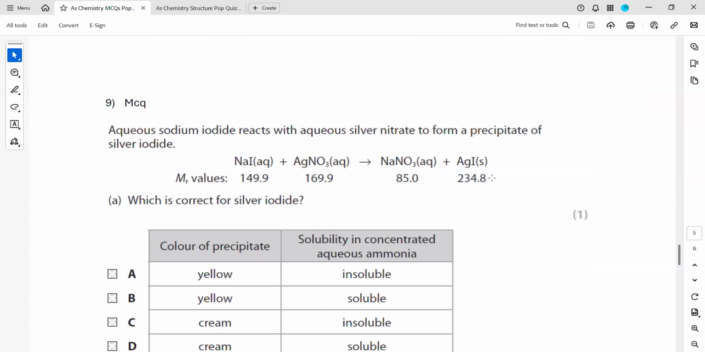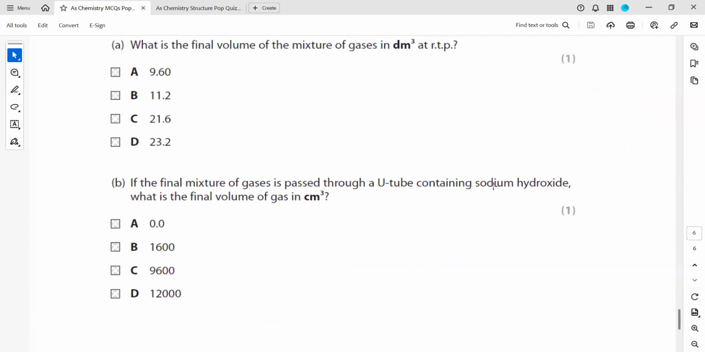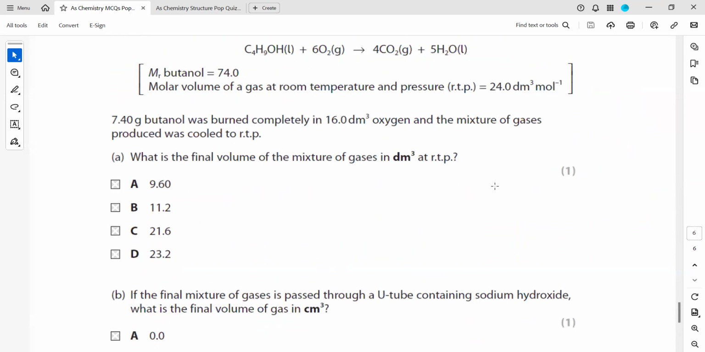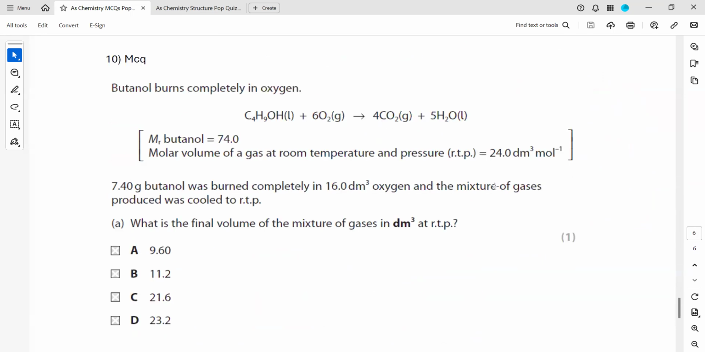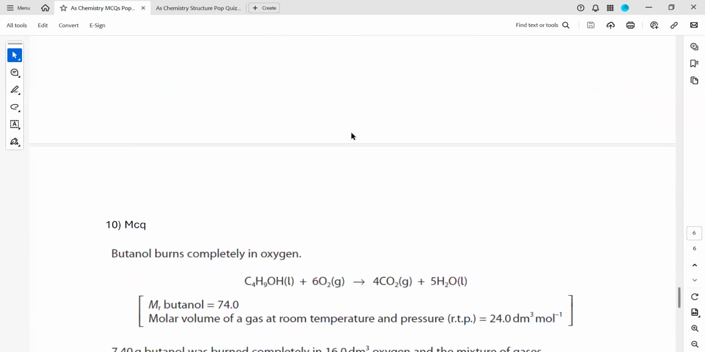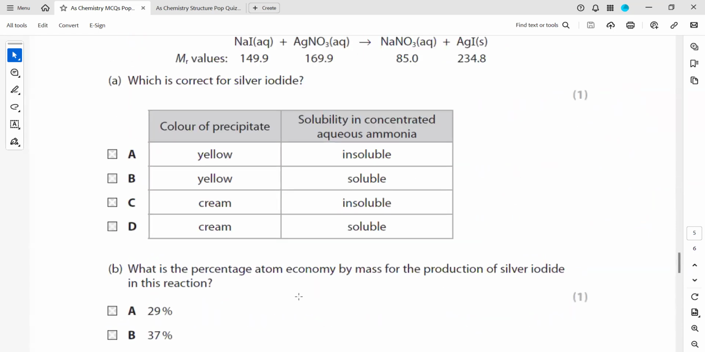Question 9, any doubt? 9, 10. Any doubt in question 9 or question 10? Ten B.